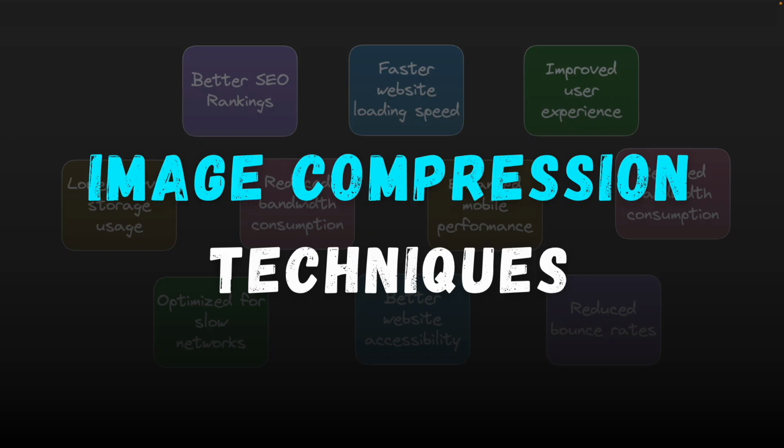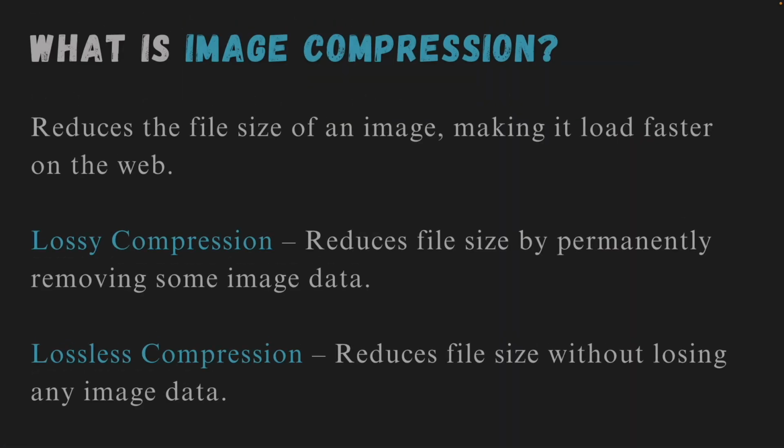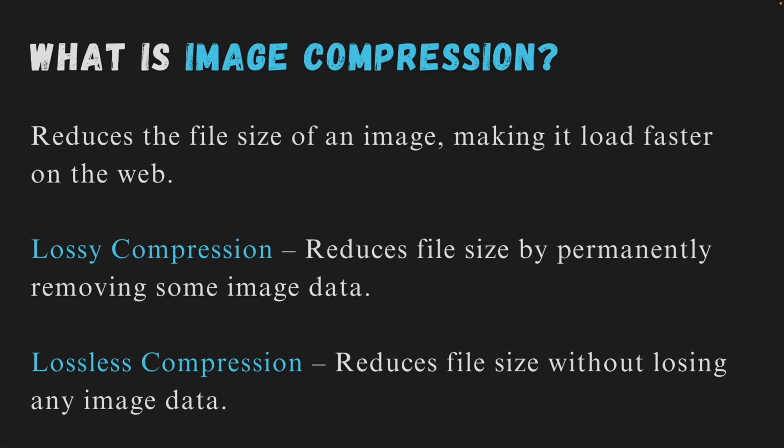And now next we are going to look at image compression techniques. But first, what is image compression? Image compression basically means you reduce the file size of an image, making it load faster on the web. And there are two main types of image compression. The first one is lossy and the second one is lossless.